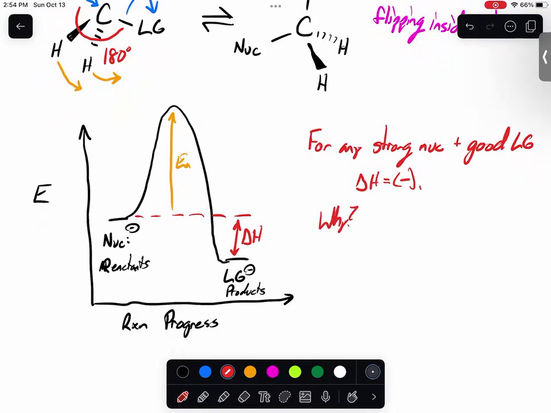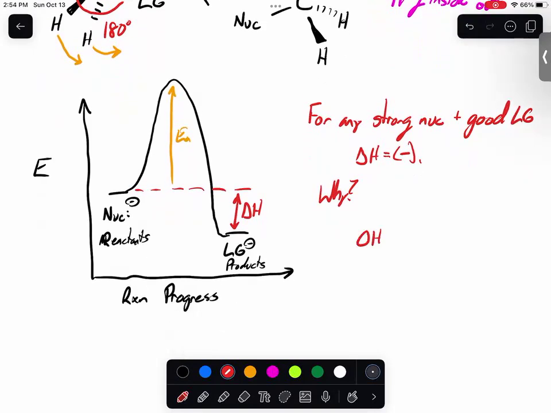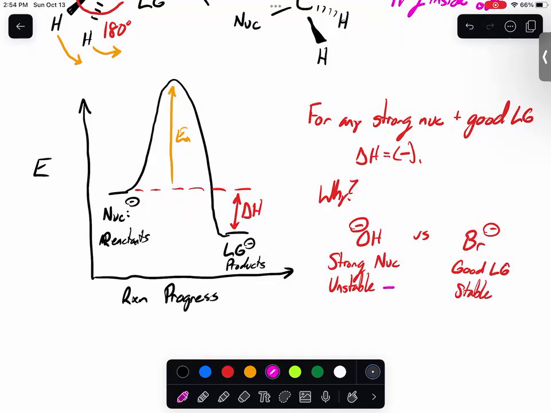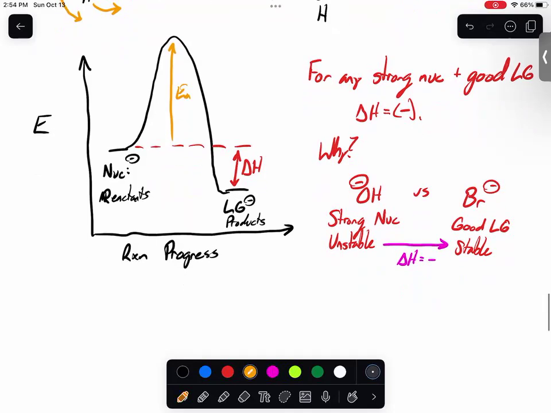And very simply, you can think about it this way. Think if we started the reaction out with OH minus, right, hydroxide as our strong nucleophile, we would say that it's relatively unstable, right? Versus we come in and we have bromide, right? It's a good leaving group because it's very stable. If we're moving from unstable to stable, that is always going to be a favorable delta H, which is negative, right? That being said, that doesn't account for our activation energy though. And this one has a high activation energy barrier.